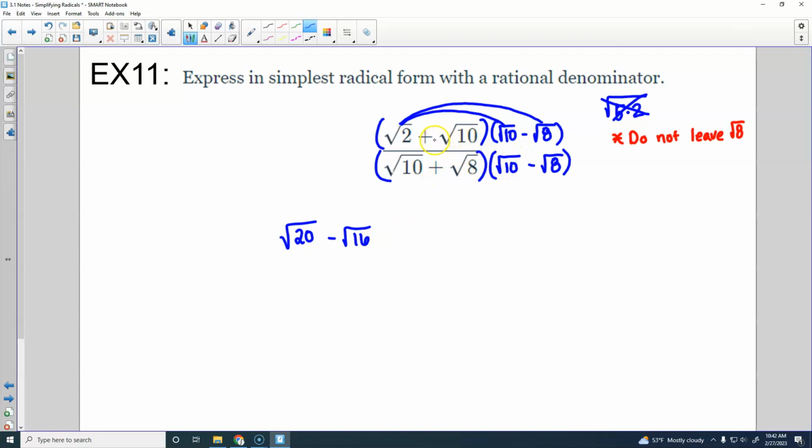Here, I've got square root of 10 times square root of 10, which is going to give me square root of 100, or if I wanted to there, I could go ahead and make that a 10. It's going to be a 10. And I got square root of 10 times square root of 8, so I got minus square root of 8.